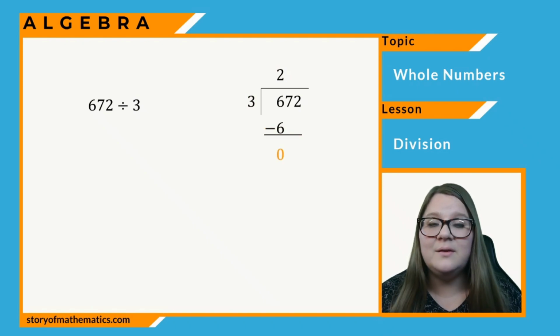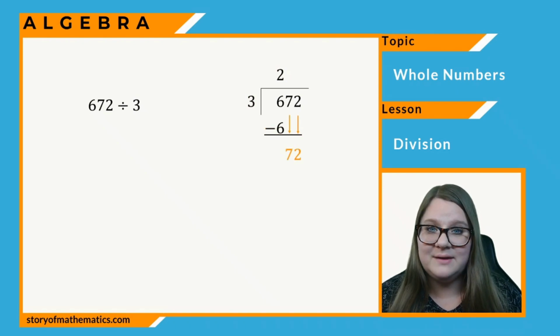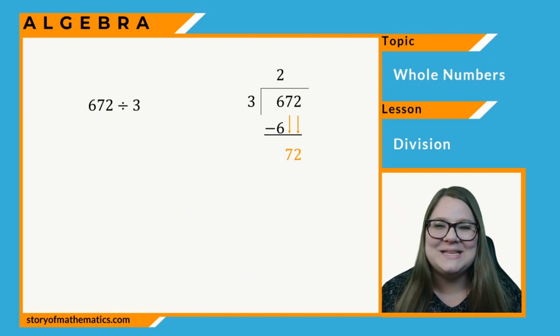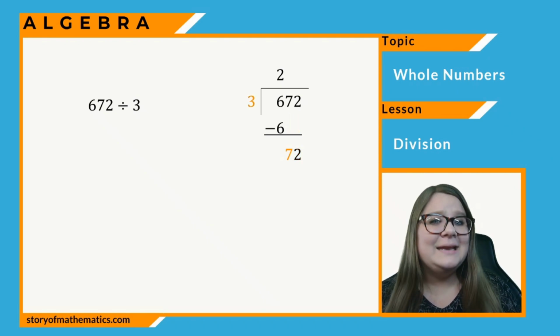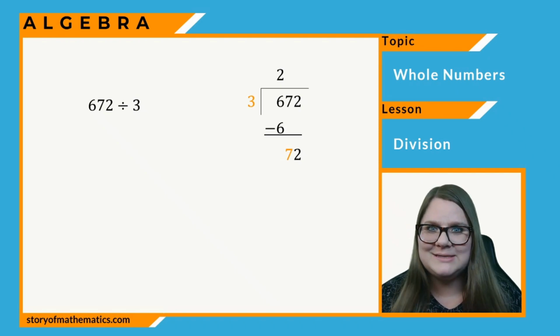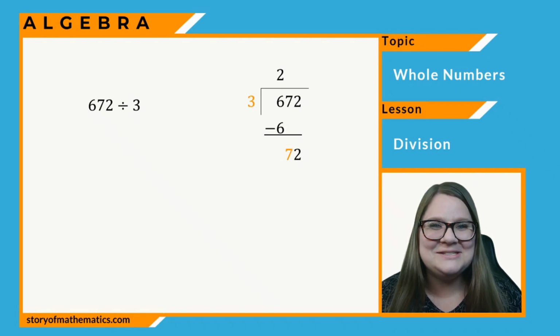Now I can carry down my other digits. So I carry down my 7 and my 2. And you'll notice that 0 disappears because 072 is really just 72. So you don't have to write the 0 anymore. Now we need to look at that first digit again. How many times does 3 go into 7? Well, it goes in twice.